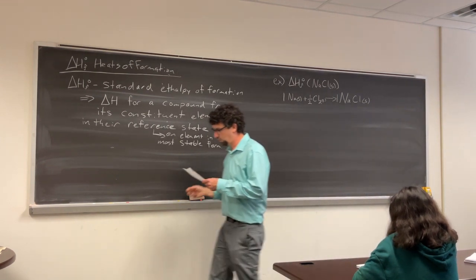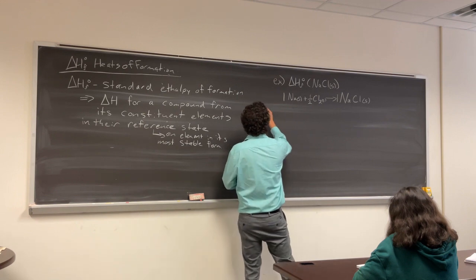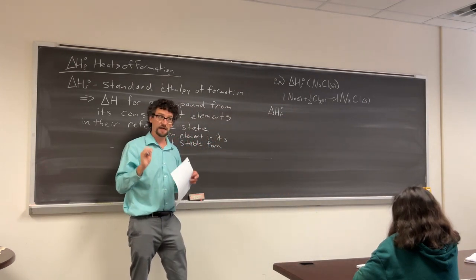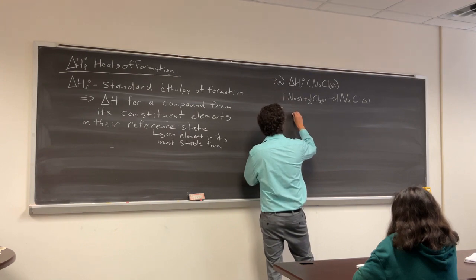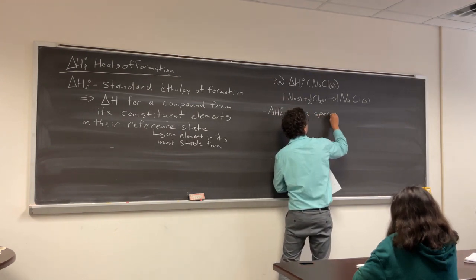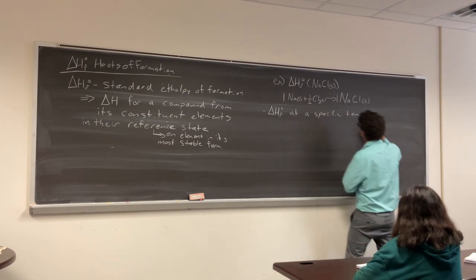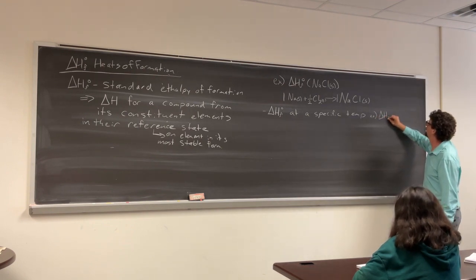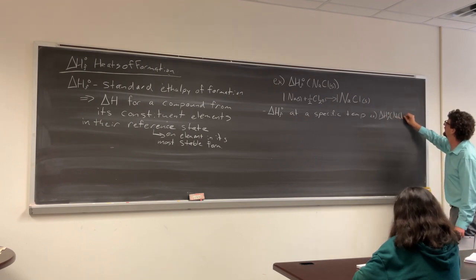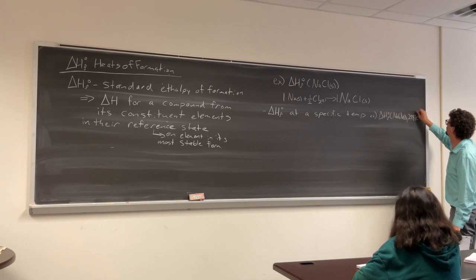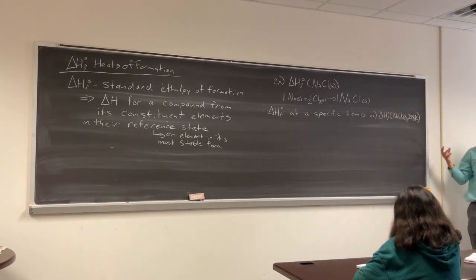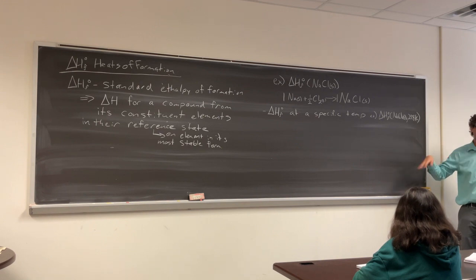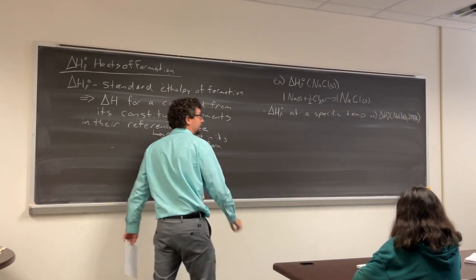Okay. Let's talk a little bit more about this. So, delta HF naught depends on temperature. It takes place at a specific temperature. And most of the time, they'll say it within brackets. So, for example, delta HF naught of NaCl solid at 298 K. That's a lot of information in there. A lot of times, they'll just drop the 298 K and assume you're talking about that temperature. What does that little naught symbol mean, though? This guy.